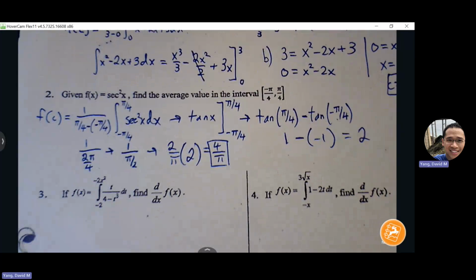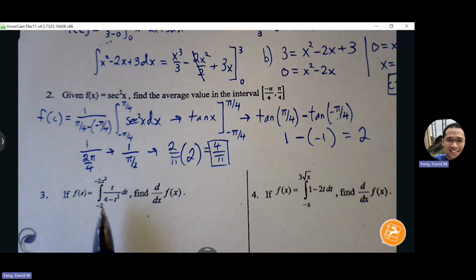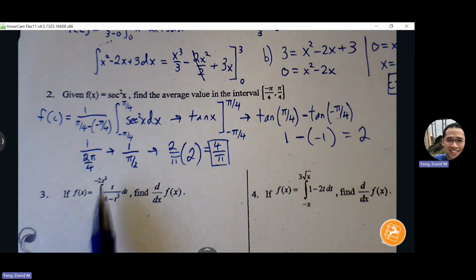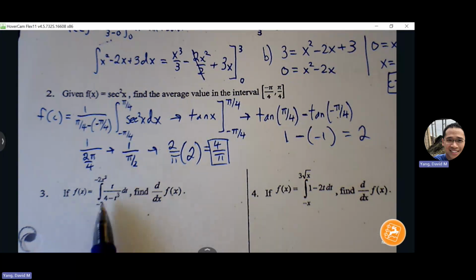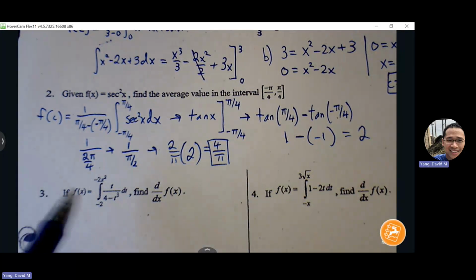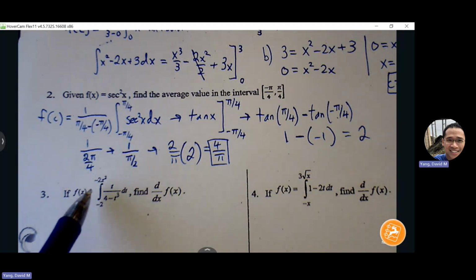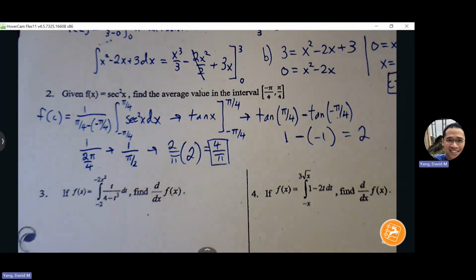All right, so number 3, we have our function. Our function is this definite integral from -2 to -2x squared. We want to find the derivative of this. So what does that remind us of? What theorem are we going to apply there? Yeah, that's the second theorem.